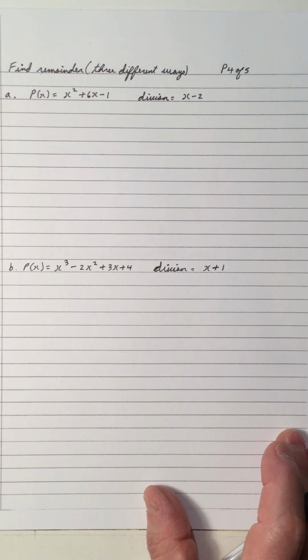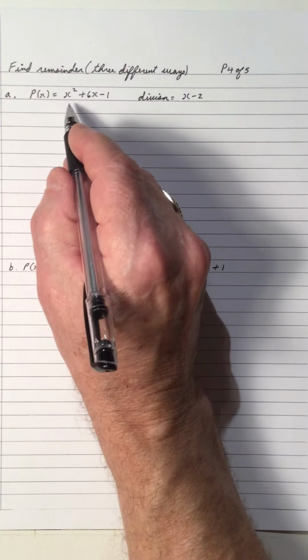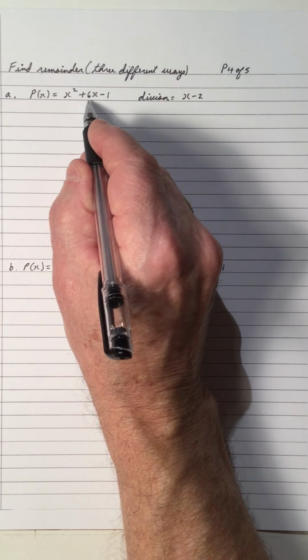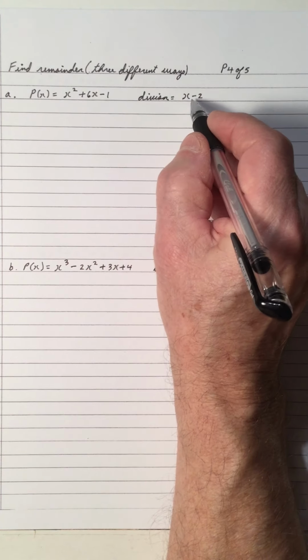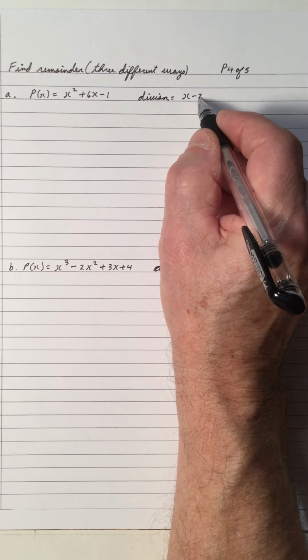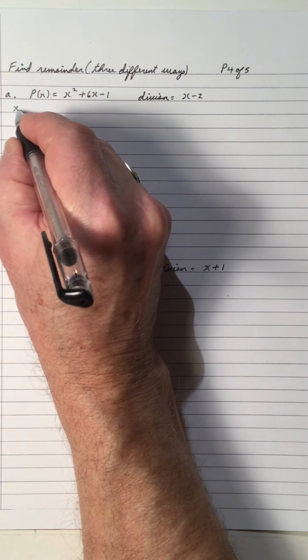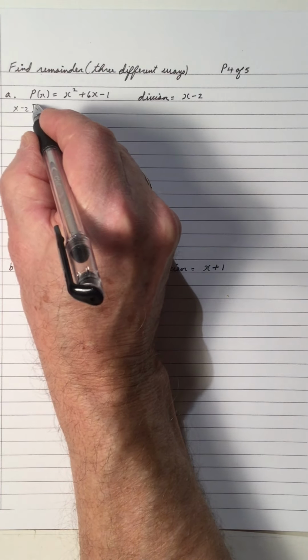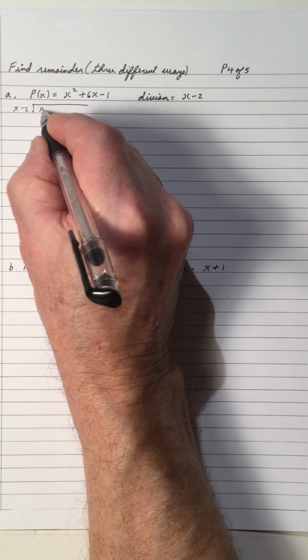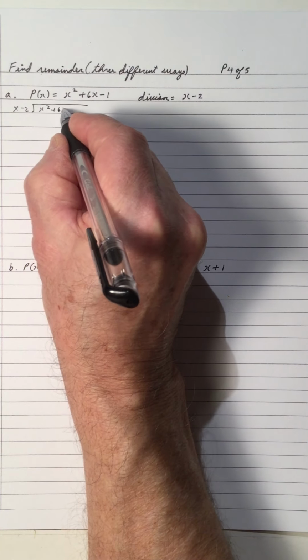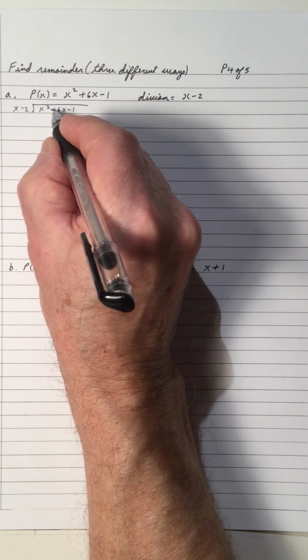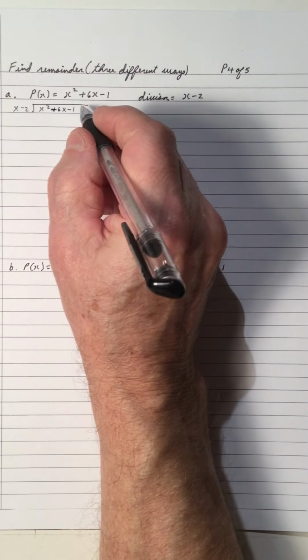Find a remainder in 3 different ways. The p of x is equal to x squared plus 6x minus 1. The divisor is x minus 2. So one way that we practice is we did the division the long way. So I'm just illustrating. I'm going to do the division the long way.